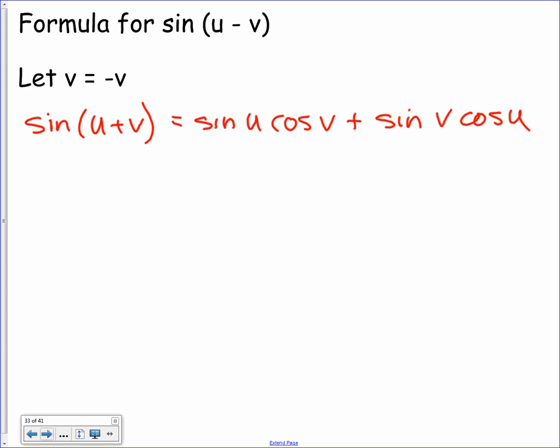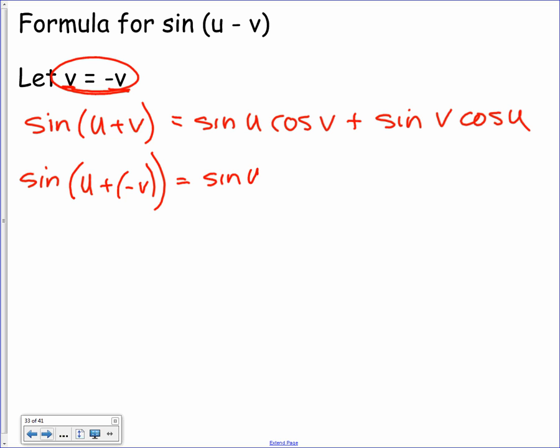Okay, so for our purposes, I'm going to switch out v with negative v. So this is the sine of u plus negative v. Everywhere I saw a v, I'm going to change it to negative v. Sine of u stays put. This becomes cosine of negative v. This becomes sine of negative v, and the cosine of u stays put.